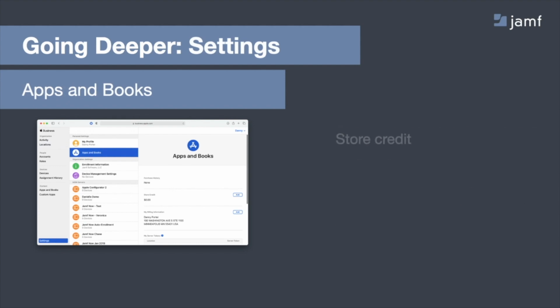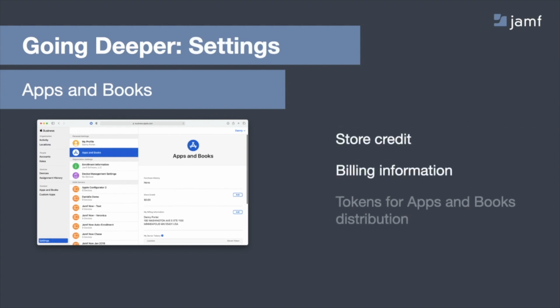As we go into settings, let's talk about these different areas. From apps and books, where you can see store credit, see the billing information for those purchased apps, and this is where you access the tokens that need to be uploaded into your Apple Business Manager, from Apple Business Manager to your mobile device management server.